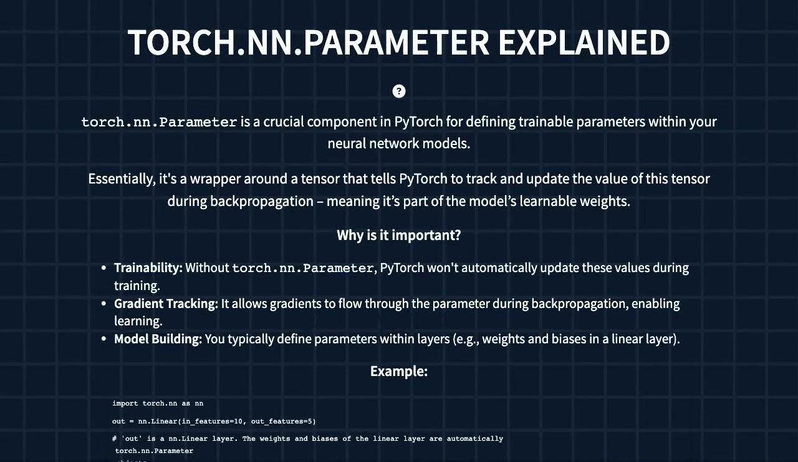Okay, let's talk about torch.nn.Parameter. Think of it as a special kind of tensor in PyTorch that tells the framework to actually learn its value during training. It's like giving the model the ability to adjust specific weights and biases. If you don't wrap your tensors with torch.nn.Parameter, PyTorch won't track how they change, and therefore won't update them during backpropagation, meaning the model won't actually learn anything. You usually see these used within layers like linear or convolutional layers to define the weights and biases. It's a really fundamental concept for building your neural networks effectively.